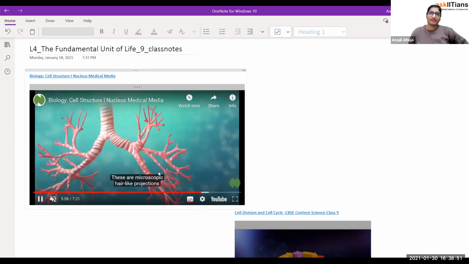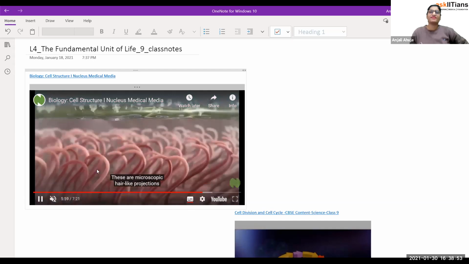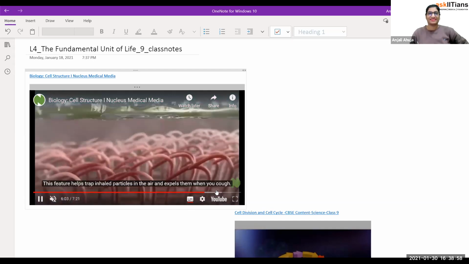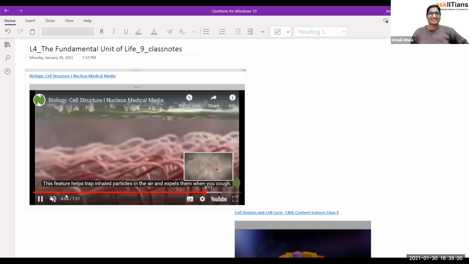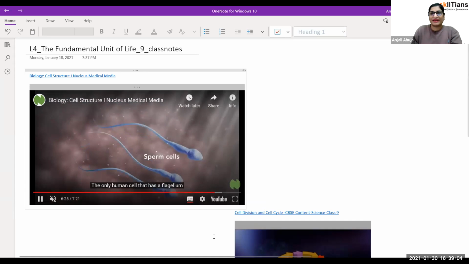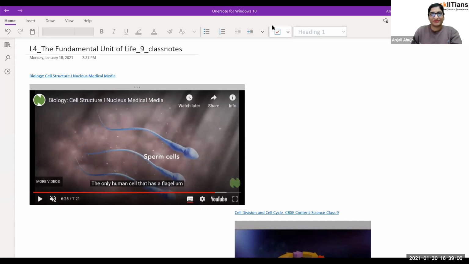Then they are showing the alveoli. Actually, the cilia and flagella they are showing. The cilia and flagella, in this part today, I have to teach you. See how beautiful. Nice. I will show you this. I have some GIF files in the presentation itself. Let's come back to the presentation that I was showing you.